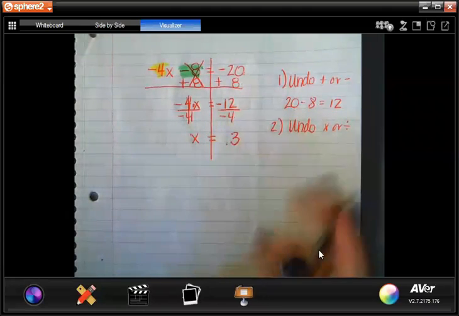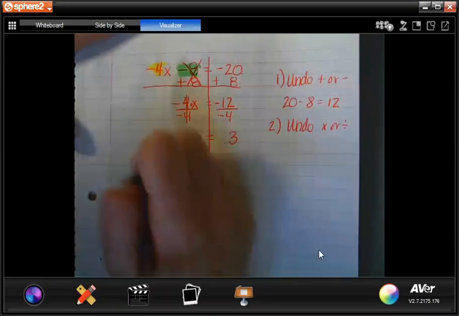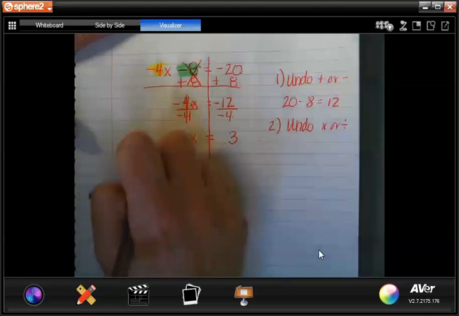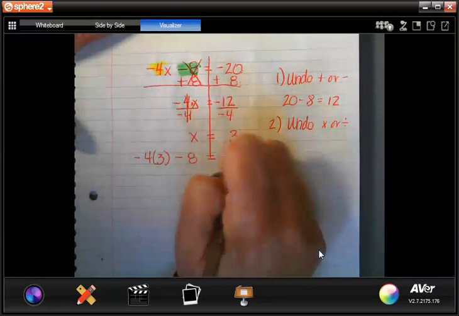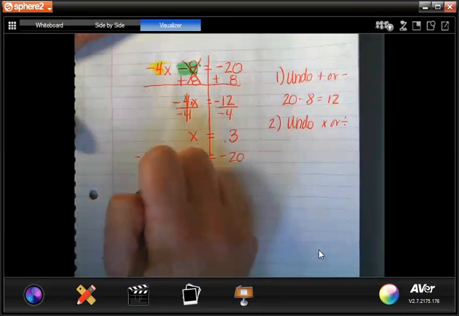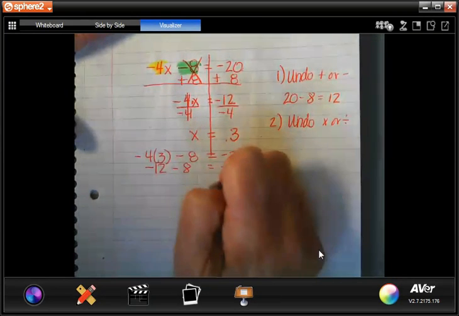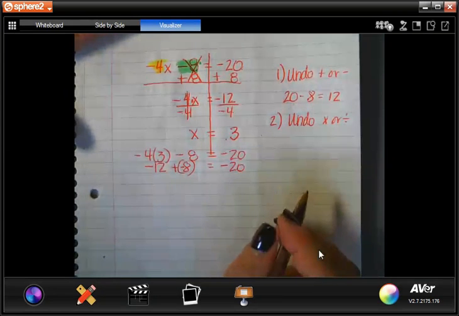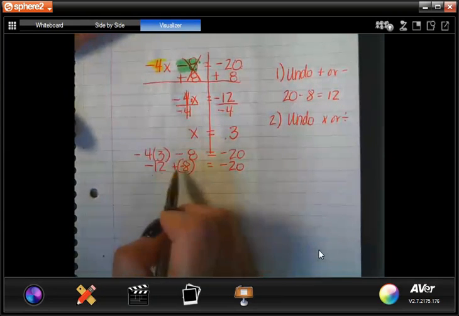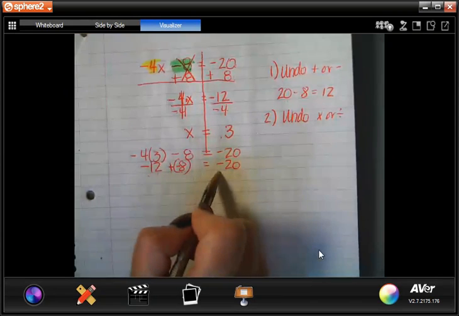Let's double check and make sure this really works. Negative 4 times 3 minus 8, does that equal negative 20? Negative 12 minus 8 equals negative 20. Keep, change, change. Oh yeah, negative 12 plus negative 8 is a negative 20. Okay.